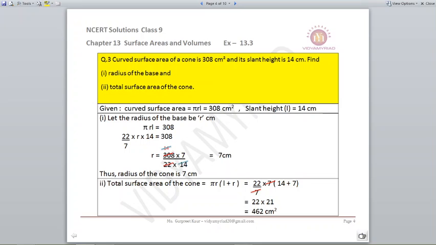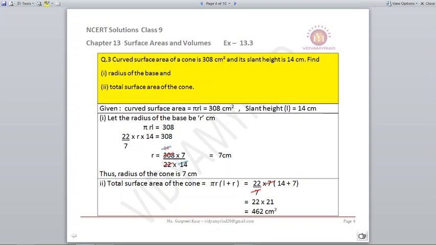We know pi, we know L. We can easily find out R by putting into the formula. Pi RL is equal to 308. So 22 upon 7 multiplied by R multiplied by 14 is equal to 308. Keep your R on the left hand side, other things take to the right hand side. Your radius comes to 7 centimeters.